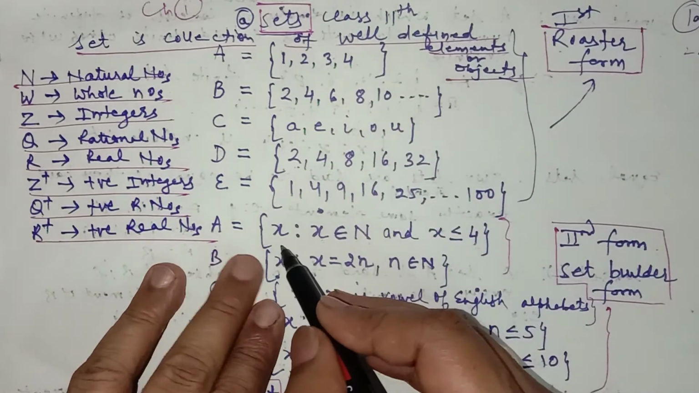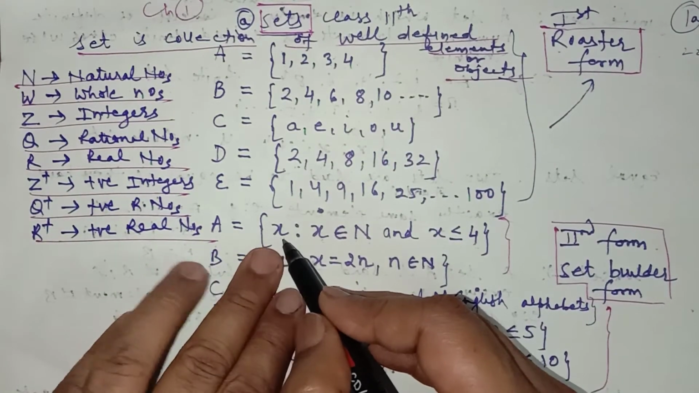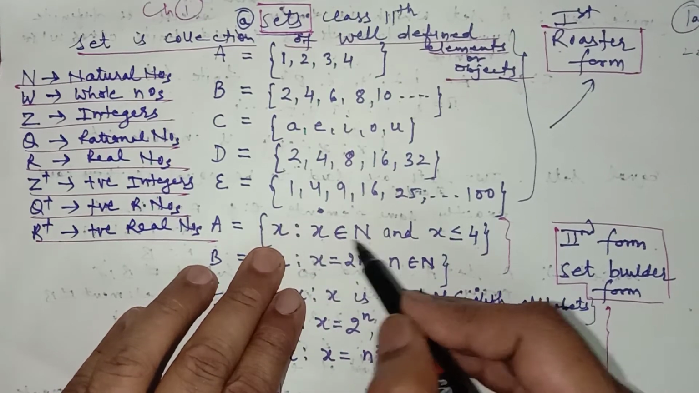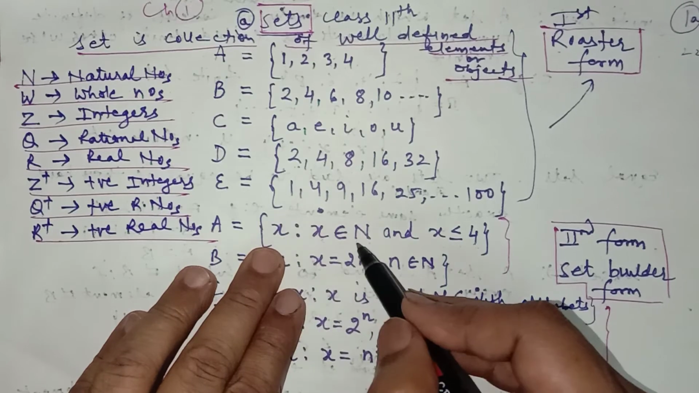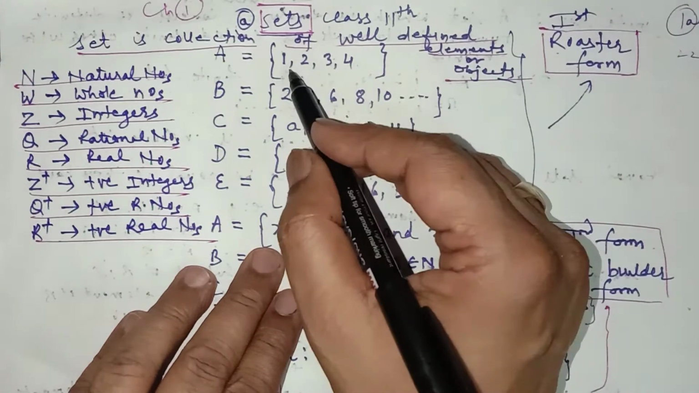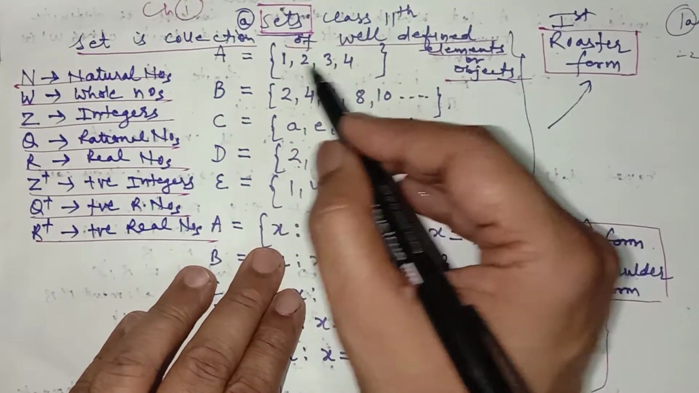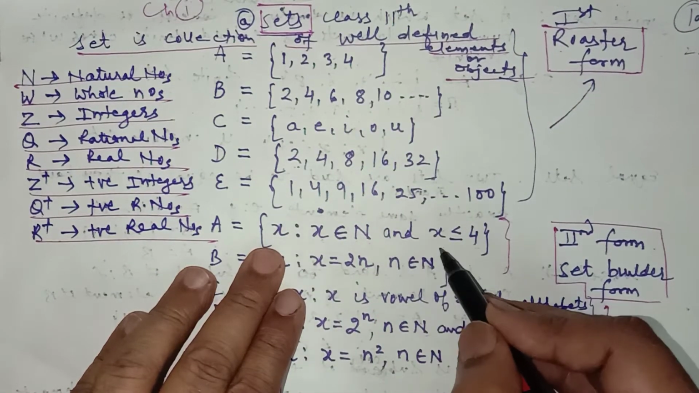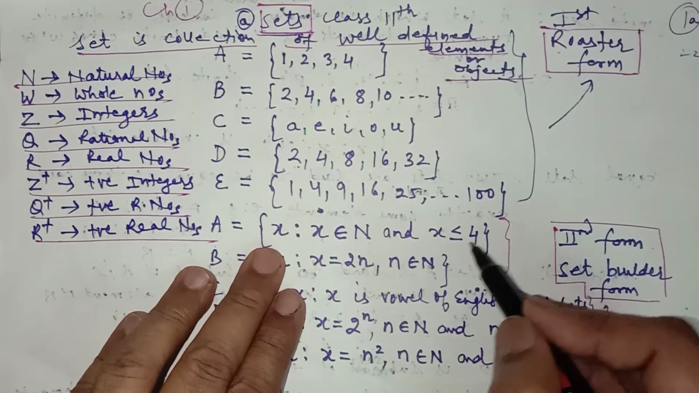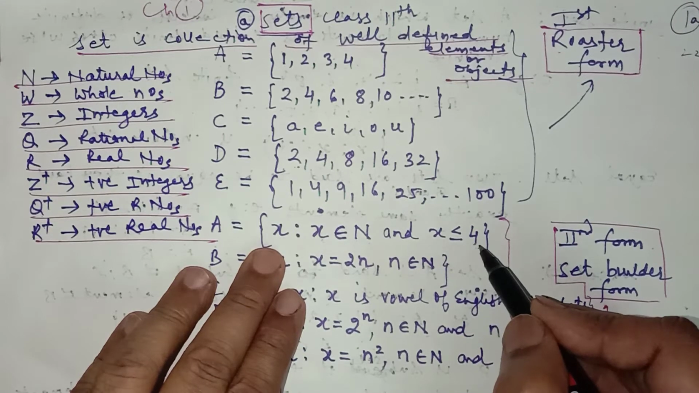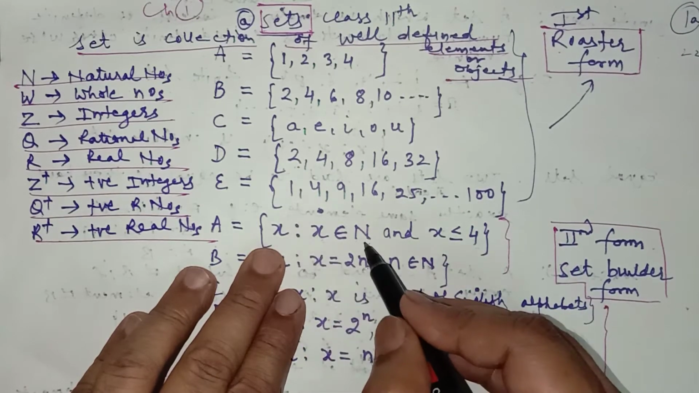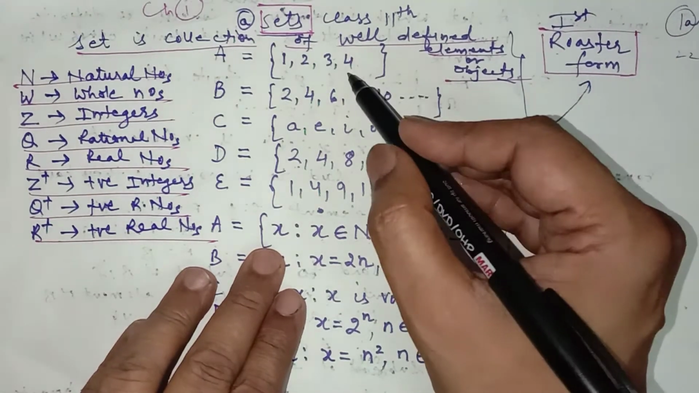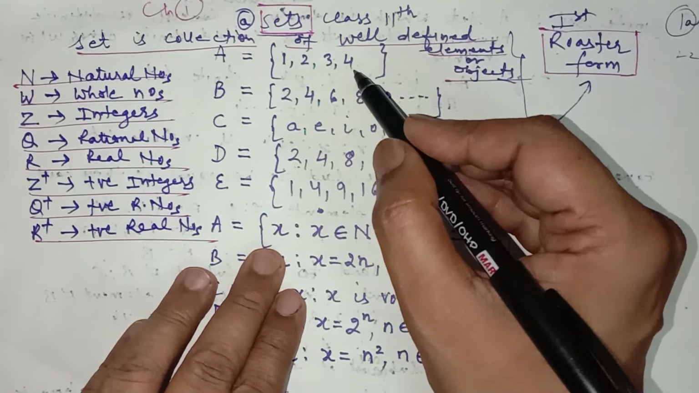So how do I write it? Curly bracket x. Now I have to define what x is here, such that x belongs to the natural numbers. That is, x is in the natural numbers, but there's a limitation: only the first 4. So I will define the restriction that x should be less than or equal to 4, or I can write x less than 5. So it means natural numbers less than or equal to 4, that is 1, 2, 3, 4, and this is the set builder form of the set containing the elements 1, 2, 3, 4.